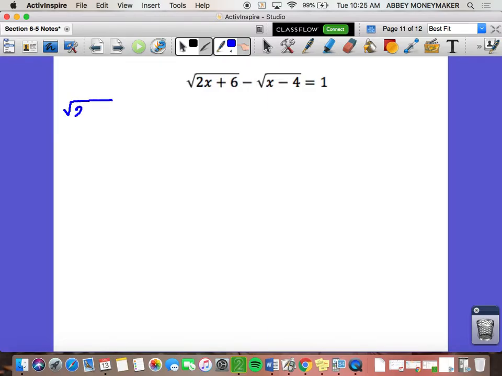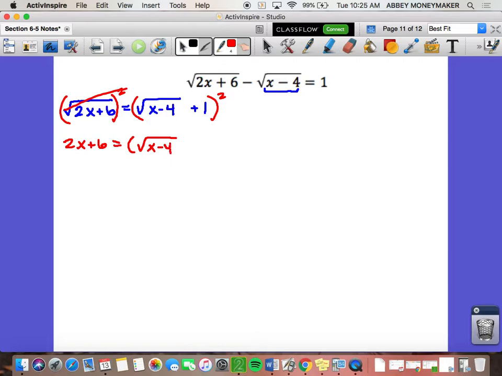So we have the square root of 2x plus 6. I'm going to go ahead and move that over is equal to x minus 4 and then plus 1. Again, nothing changed under here. You just added that to the other side. So I'm going to go ahead and square both sides to get rid of that radical on the left. So I have 2x plus 6 is equal to the square root of x minus 4 plus 1 times the square root of x minus 4 and then plus 1. Okay, here we go.